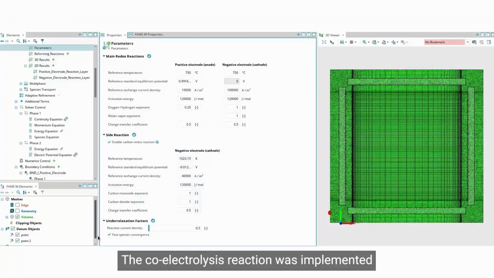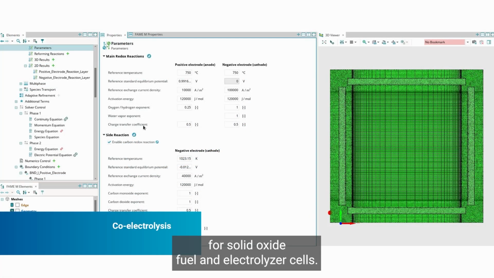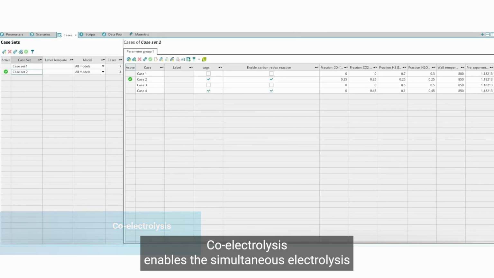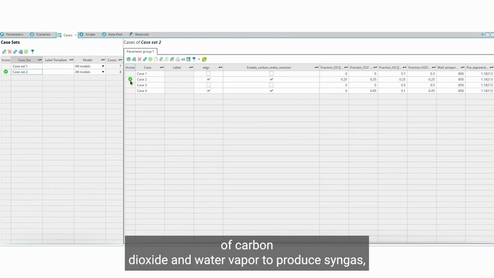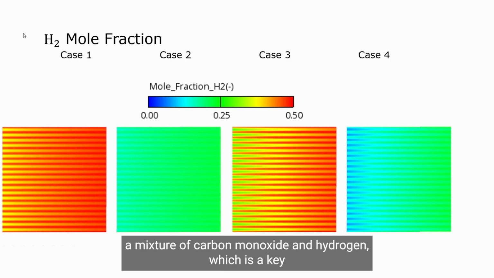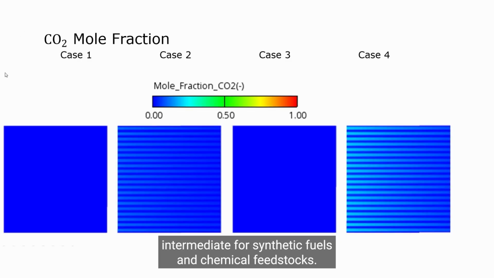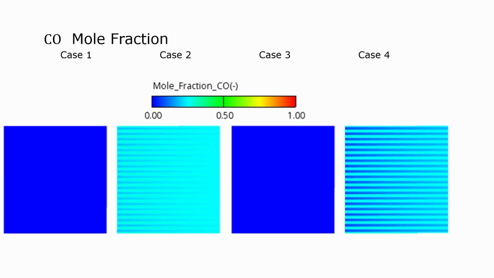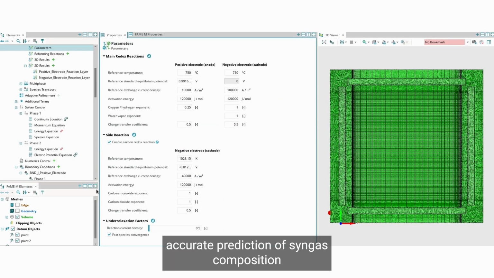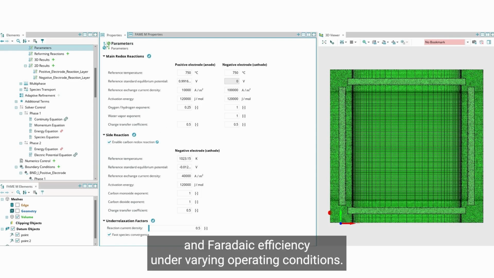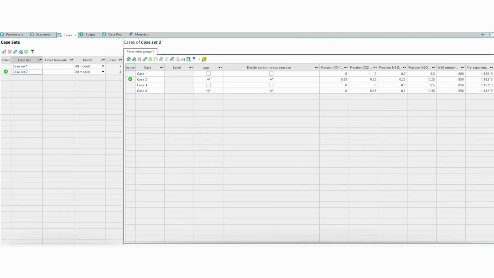The co-electrolysis reaction was implemented for solid oxide fuel and electrolyzer cells. Co-electrolysis enables the simultaneous electrolysis of carbon dioxide and water vapour to produce syngas, a mixture of carbon monoxide and hydrogen, which is a key intermediate for synthetic fuels and chemical feedstocks. The implementation enables accurate prediction of syngas composition and Faradaic efficiency under varying operating conditions.